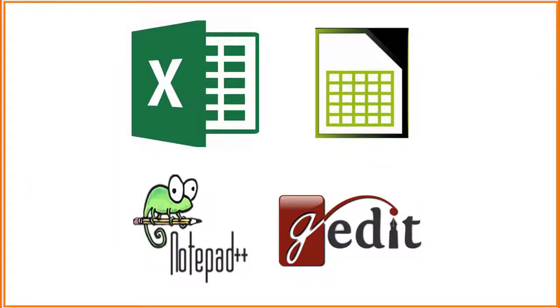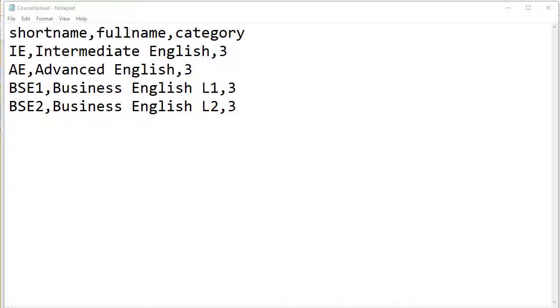We can either use a spreadsheet program such as Microsoft Excel or LibreOffice Calc, or a simple text file, fill in the details, and then save it as a CSV file. We need short name, full name, and category. These are required fields and must all be written in lowercase. There are other optional fields such as course format, enrollment method, and so on. For more information, see the documentation.